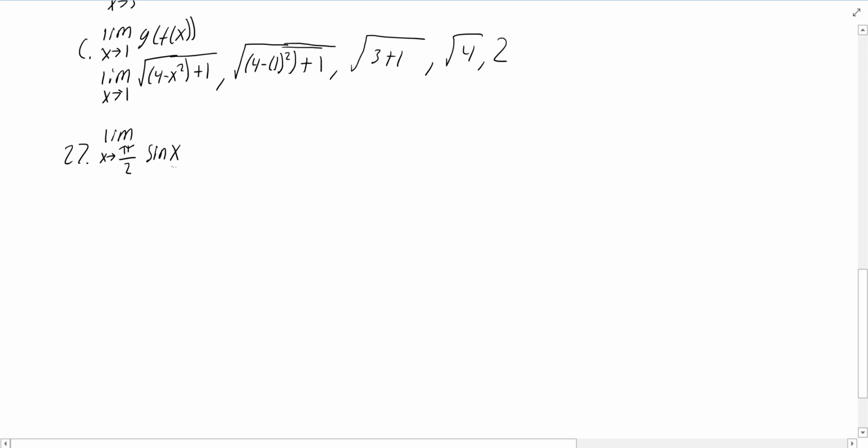So all we have to do is replace the x with pi over 2, because that's what the limit we're wanting to find is, as x goes to pi over 2. So we can simply replace this with pi over 2, and then using a unit circle or a calculator, you'll get that this is an answer of 1. So there we go. That's pretty easy.